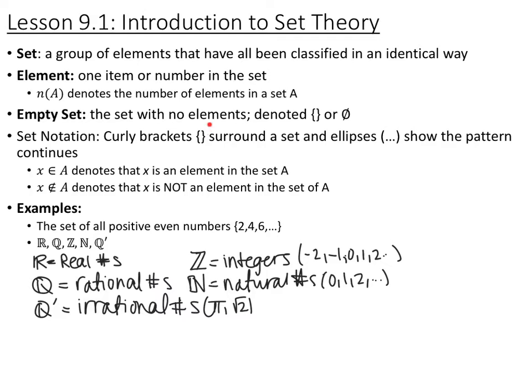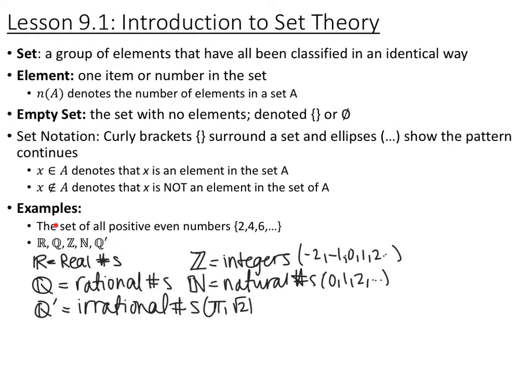Set notation is these curly brackets, and an ellipsis shows that the pattern continues. This notation here means included in, so this is saying X is included in the set of A, or an element of, and if you put a cross through it, it means that X is not an element or not included in the set of whatever A is. So some examples of sets: positive even numbers, 2, 4, 6. So this is the set notation. It goes ... because that means it goes on forever in that same pattern.